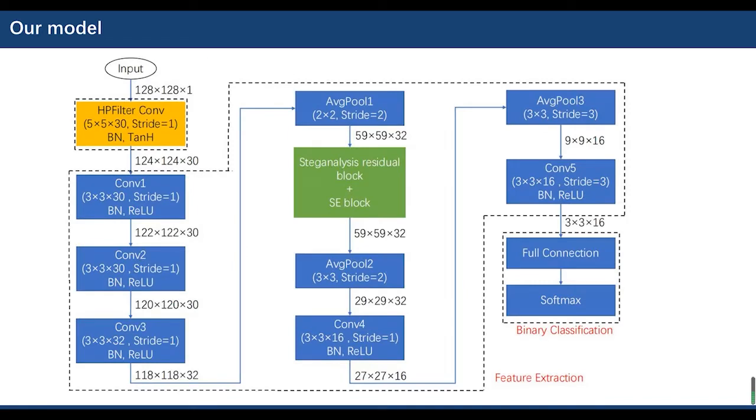Now let's see the second part. We can see that this part consists of 5 convolution layers, 3 average pooling layers, and a green block. Here, please note that the green block is the most important part of the feature extraction part. It is the integration of a Steganalysis residue block and SE block. SE is abbreviated for squeeze and excitation.